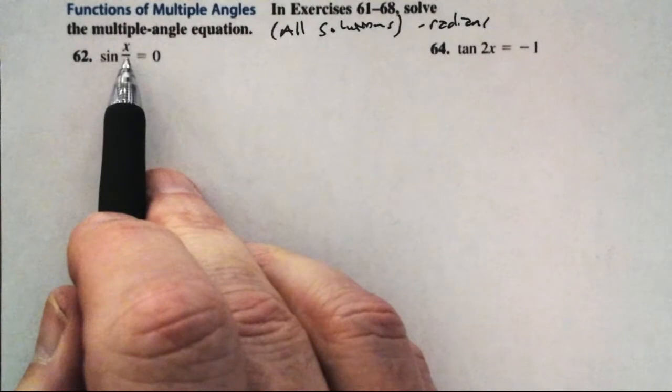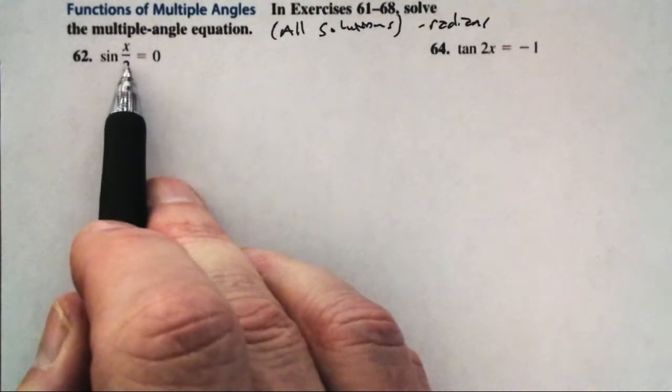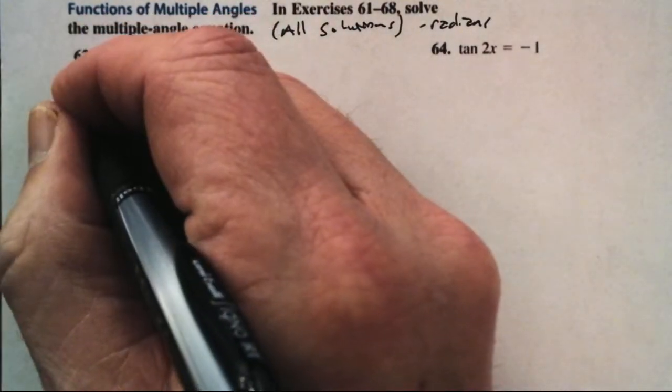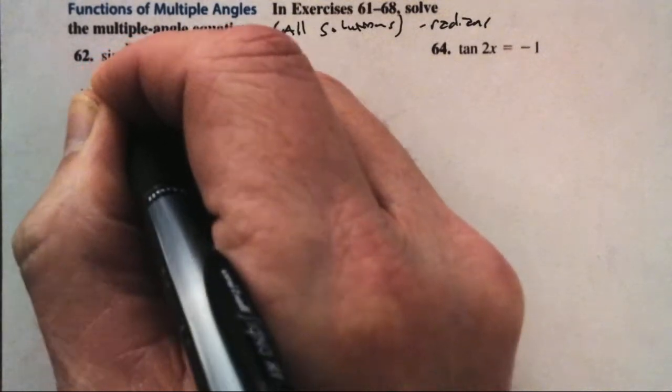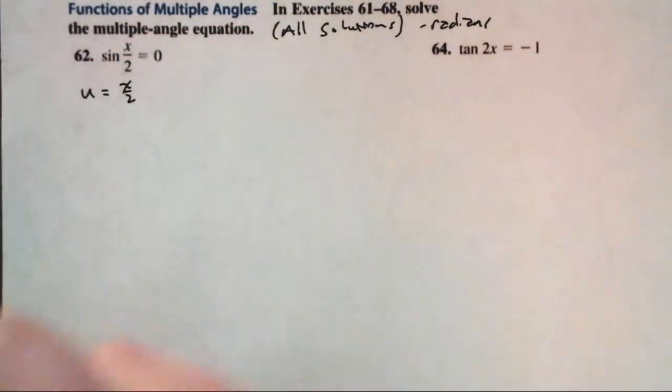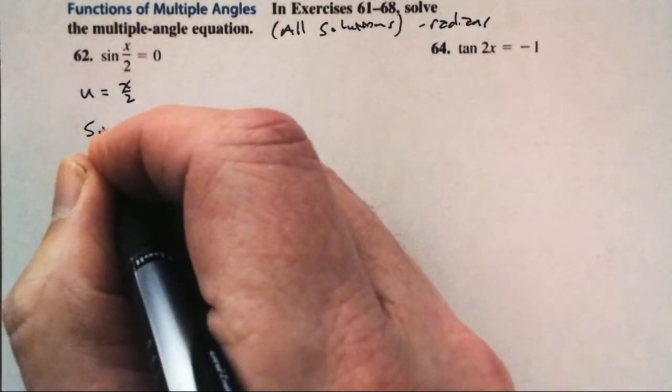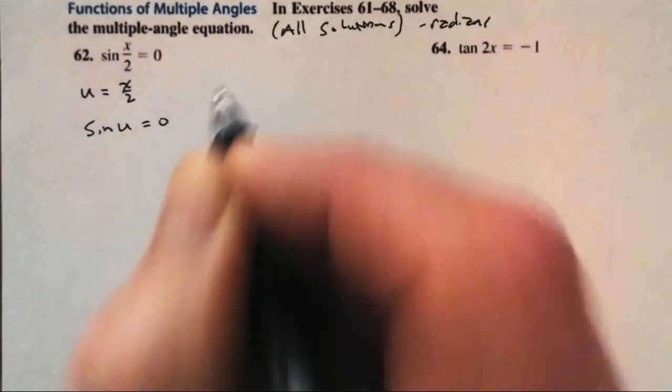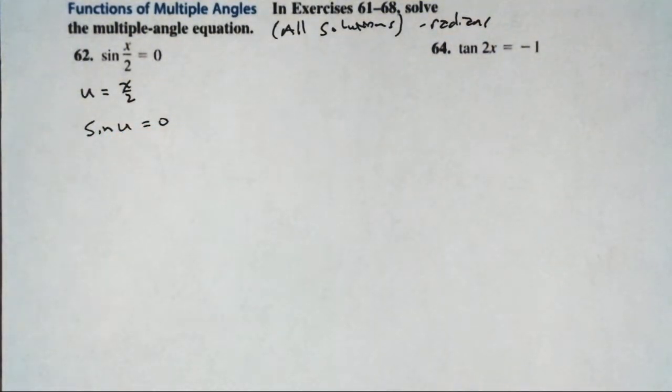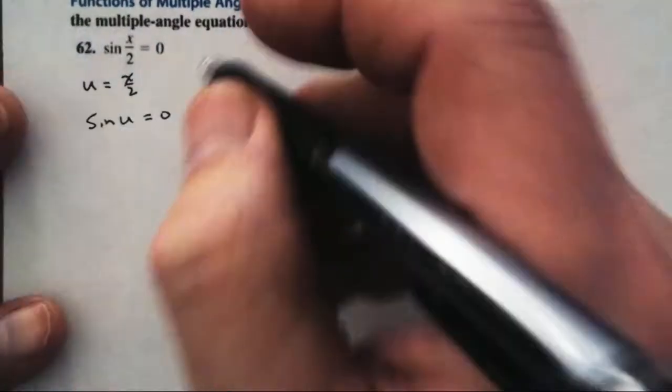Okay, I would rather this not be x on 2. I'd rather this just be plain old x. I'm going to say u equals x on 2, and then just solve this way. Oh, well, that seems easy enough. Sine of u is 0. Well, when is sine 0?